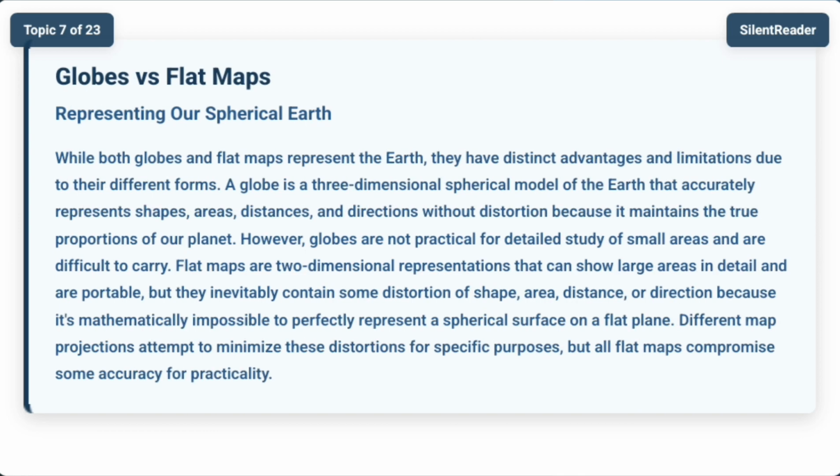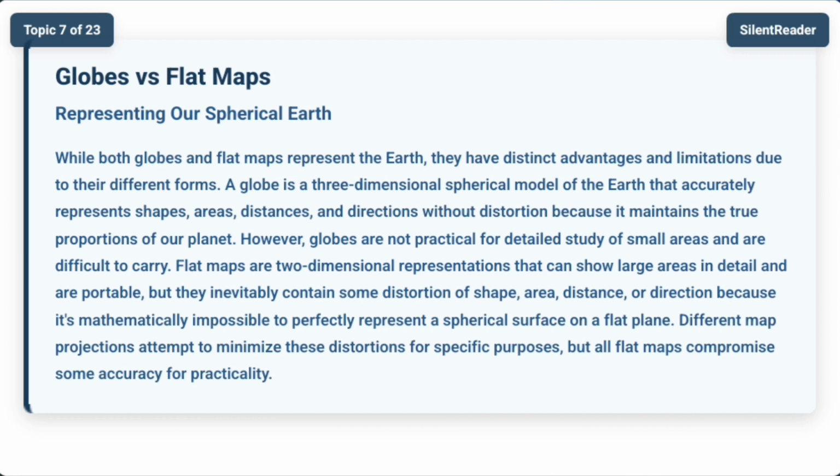Globes versus flat maps. While both globes and flat maps represent the Earth, they have distinct advantages and limitations due to their different forms. A globe is a three-dimensional spherical model of the Earth that accurately represents shapes, areas, distances, and directions without distortion because it maintains the true proportions of our planet. However, globes are not practical for detailed study of small areas and are difficult to carry.